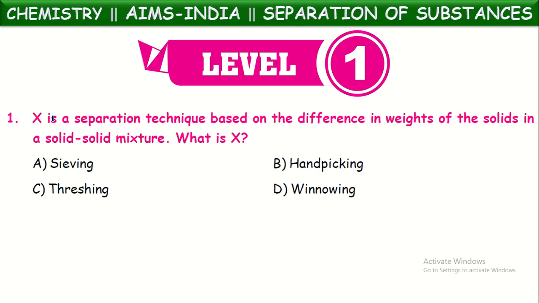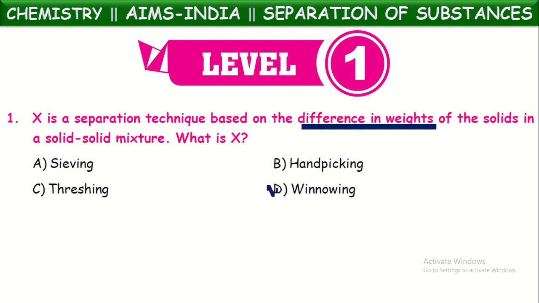See the first question here. X is a separation technique based on the difference in weights of these solids in a solid-solid mixture. What is X? Here some separation techniques are mentioned. The technique used to separate a solid-solid mixture, you have to identify. Can we use sieving for solid-solid separation? Of course. And one more hint is given here, based upon the difference in the weight. Which technique do we use for separation based upon the difference in weight?